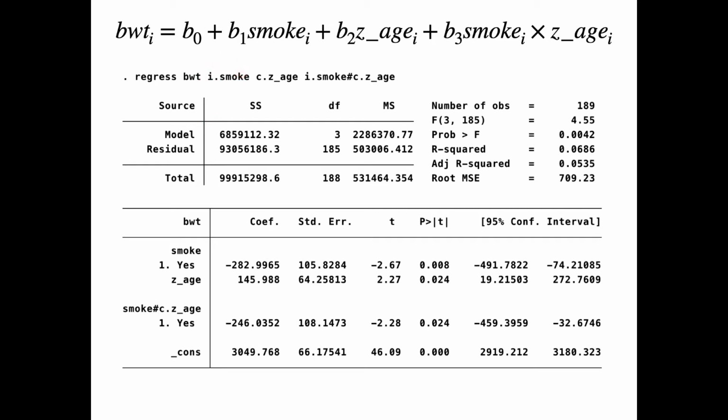Okay, so i.smoke. The c.zAge just signals to Stata that we want to treat that as a continuous variable. You actually don't need to do that for this one, but for zAge. And then i.smoke with the pound sign, c.zAge gives you the interaction term at the end. You do want to use the c. on zAge here. If not, it'll try to dummy code age, which is a real problem with all the values of age that we've got. And that's not how we want to represent age anyway. We want to represent it as a continuous value.